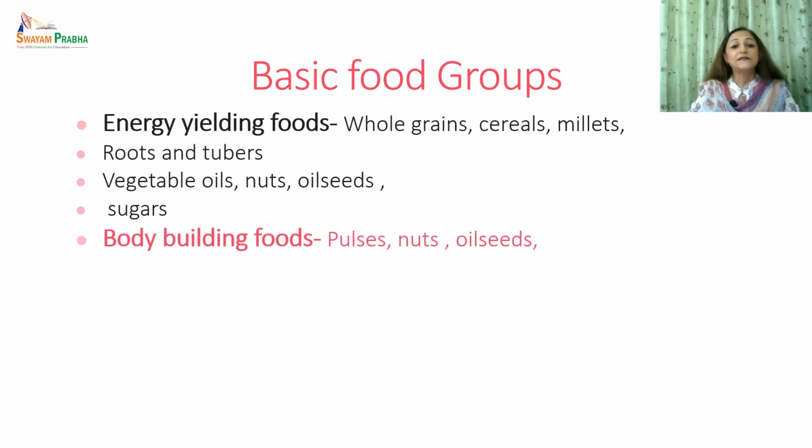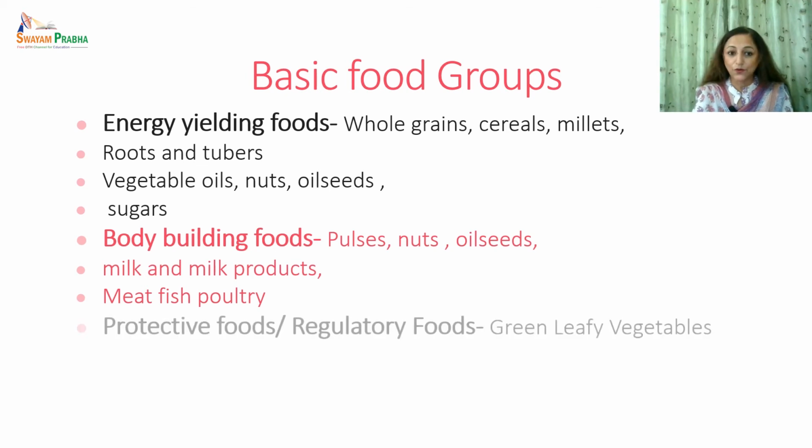The second type is bodybuilding food. Bodybuilding food, as the name suggests, is required for building our body, building new cells, and repair work. These food groups contain foods which are rich sources of proteins. The first category is pulses, nuts, and oil seeds. Secondly, we can get bodybuilding foods from milk and milk products. We can get it from meat, fish, and poultry also.